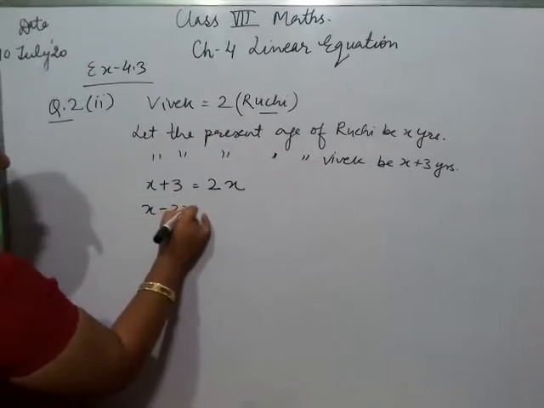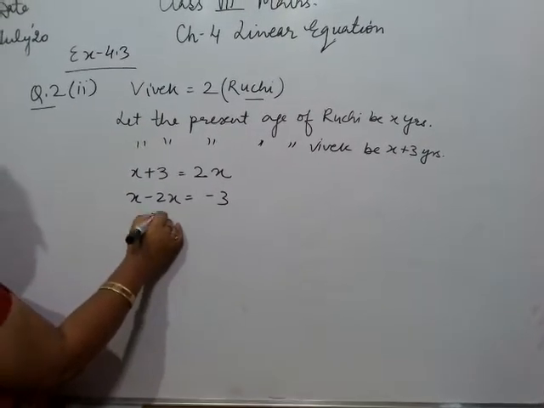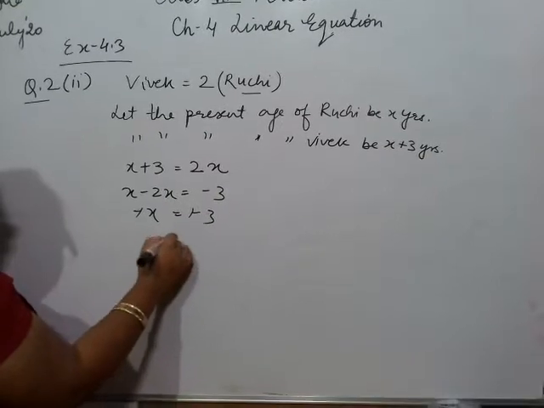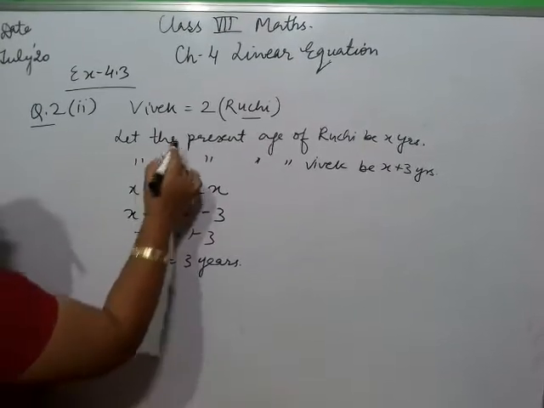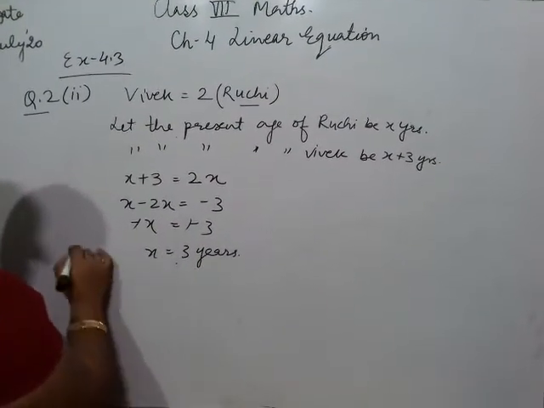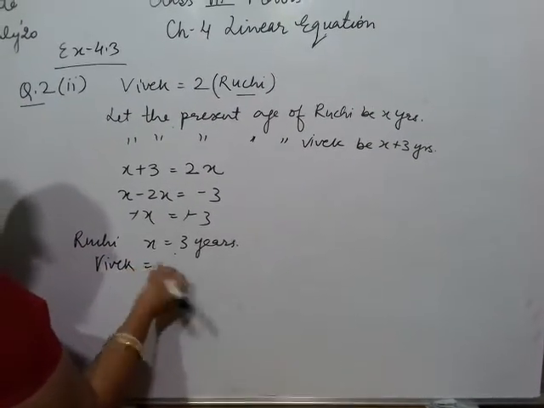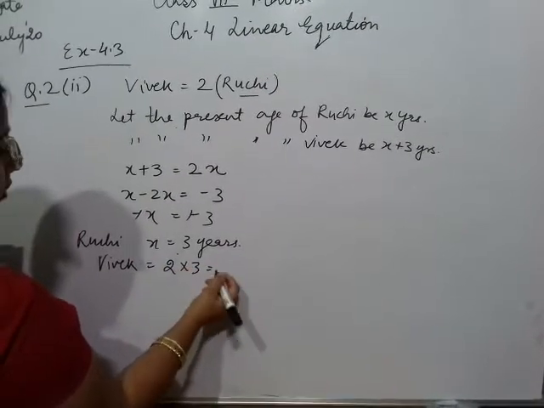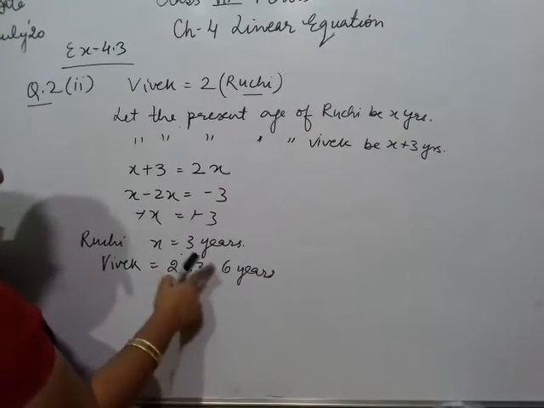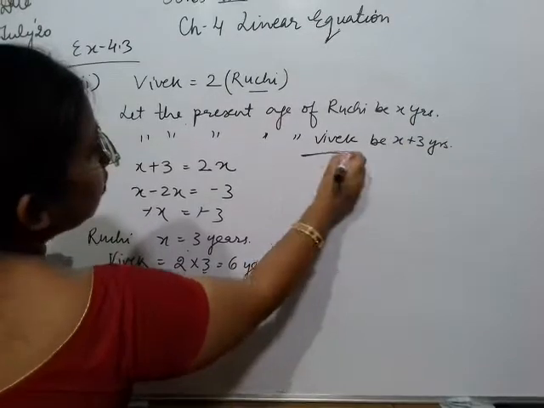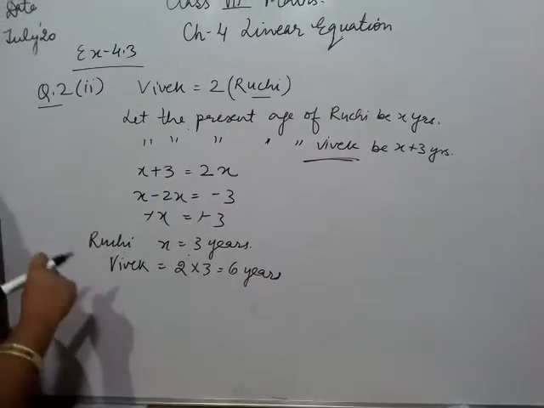So X minus 2X is equal to minus 3, taking this to this side and this to this side. So it will be minus X is equal to minus 3, so X is equal to 3 years. The age of Ruchi is 3 years, and the age of Vivek is 2 times Ruchi's, that is 6 years. Now you can check also. 3 and 6 have a difference of 3 years, so Vivek is also 3 years older than Ruchi. This is how we can check our answers too. This is your second part.